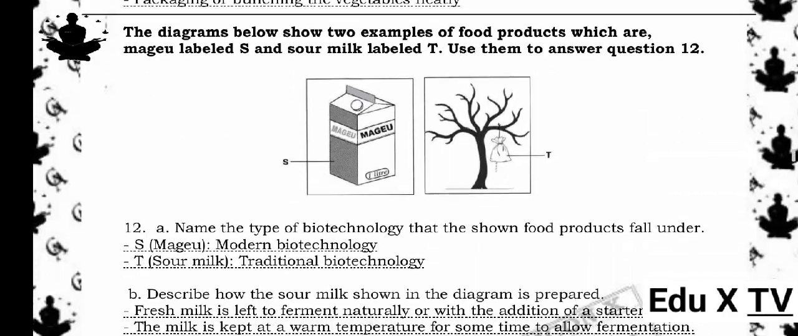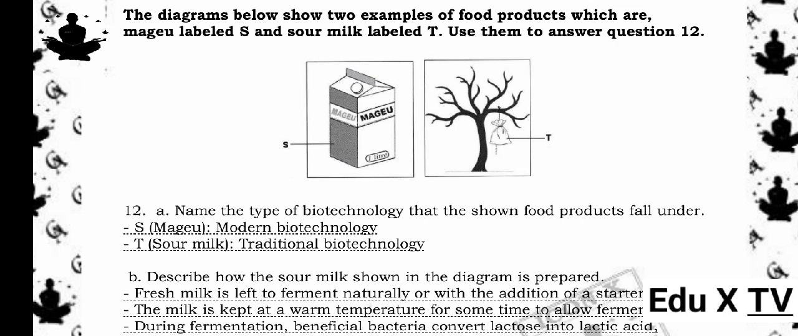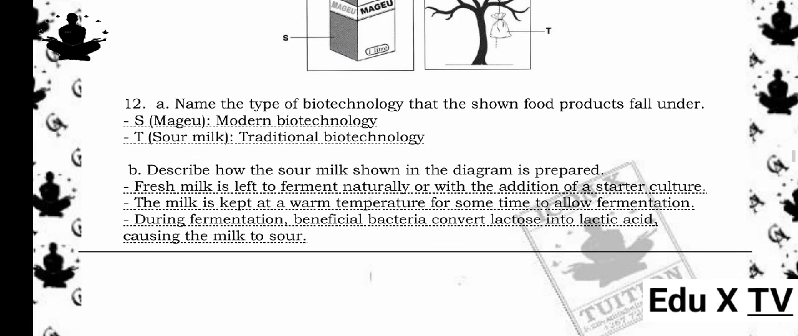The diagrams below show 2 examples of food products, which are Mageu labeled S and sour milk labeled T. Use them to answer question 12. 12. A. Name the type of biotechnology that the shown food products fall under. S (Mageu), modern biotechnology. T (sour milk), traditional biotechnology. B. Describe how the sour milk shown in the diagram is prepared. Fresh milk is left to ferment naturally or with the addition of a starter culture. The milk is kept at a warm temperature for some time to allow fermentation. During fermentation, beneficial bacteria convert lactose into lactic acid, causing the milk to sour.